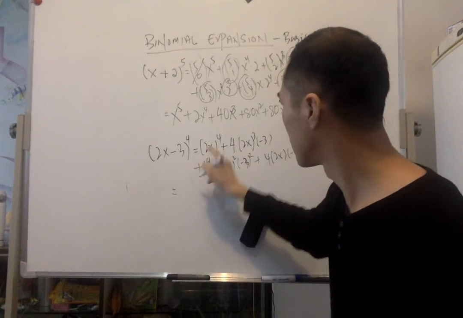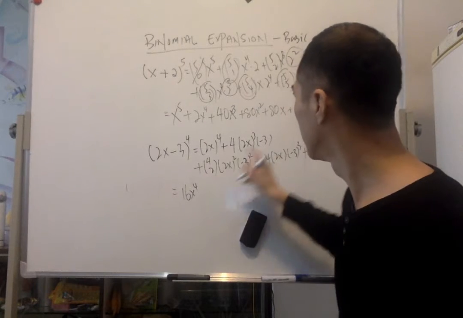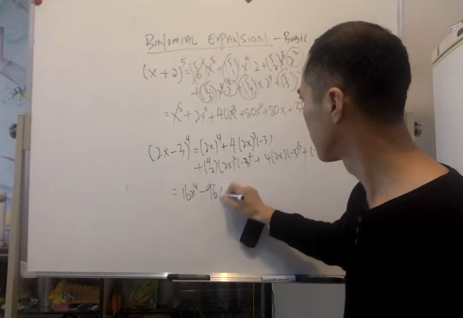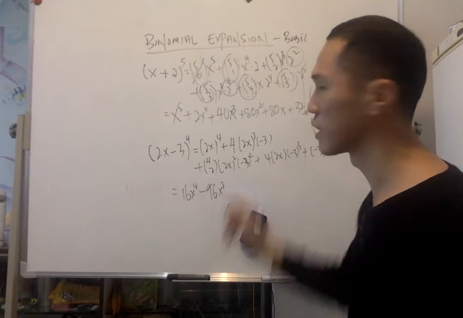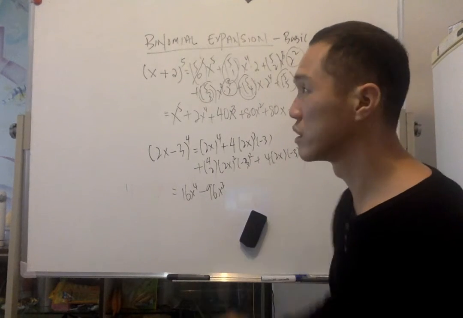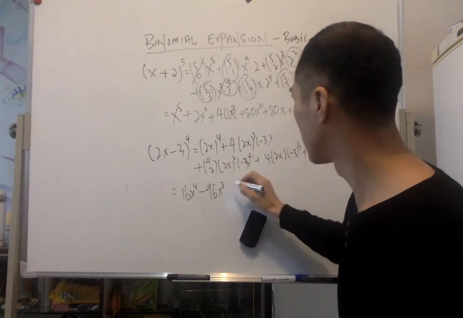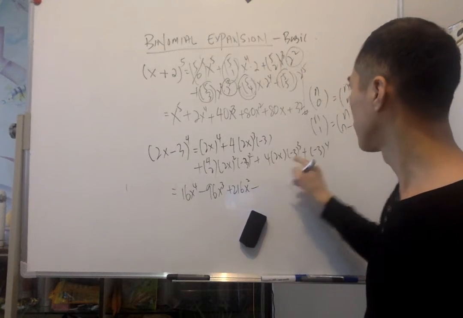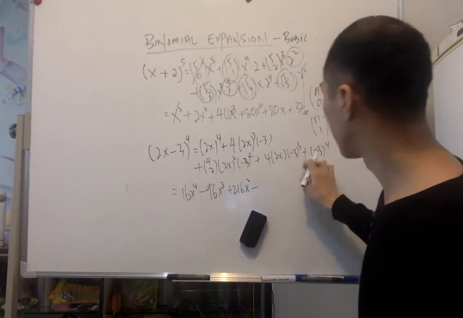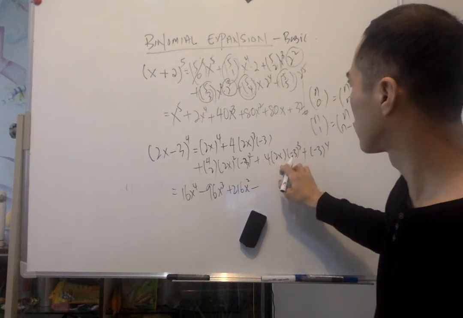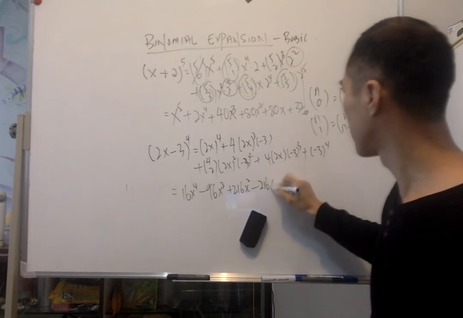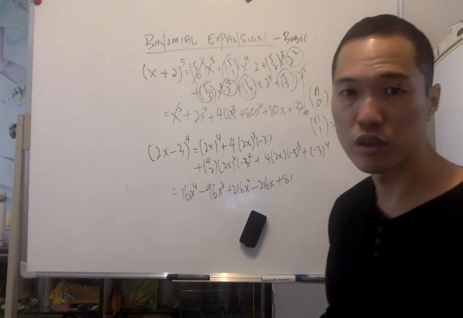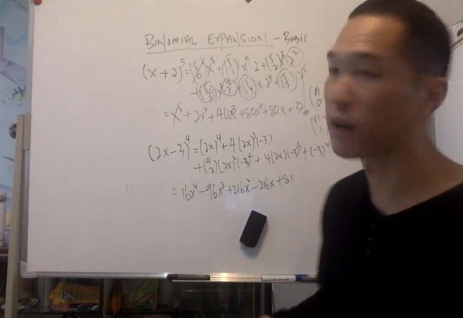If I write this down, it's 16x to the power of 4 minus 8 times 4 times 3, which is 96x cubed, plus 6 times 4 times 9. 9 times 4 is 36, and 36 times 6 is 216. It's positive here because negative squared. And this will be negative 27. 27 times 4 is 108, times 2 is 216x. And then it's plus 81. Alright, so this concludes the basic calculation of binomial expansions.